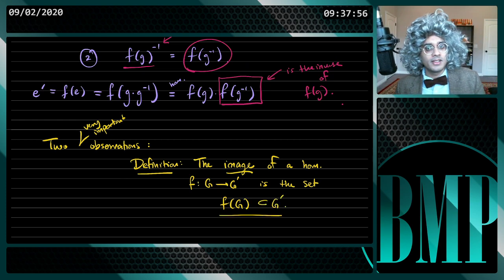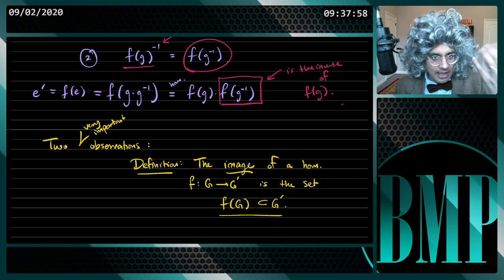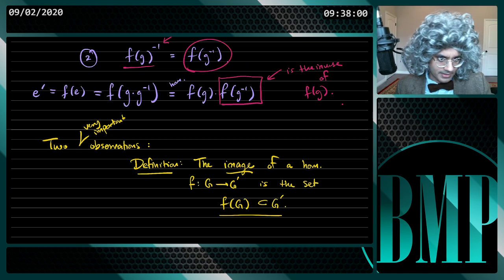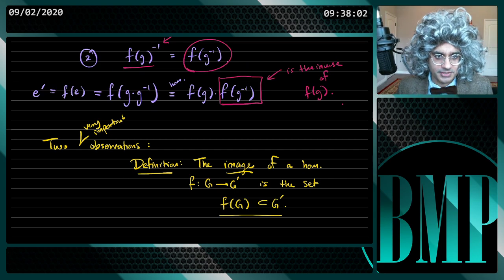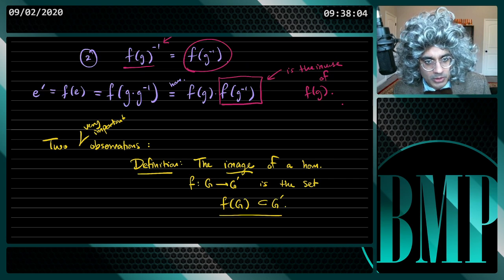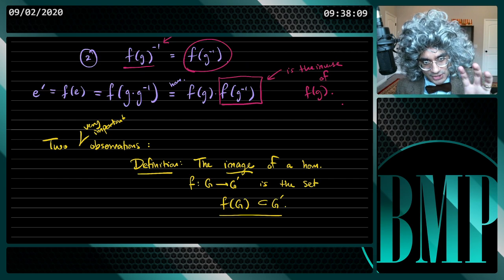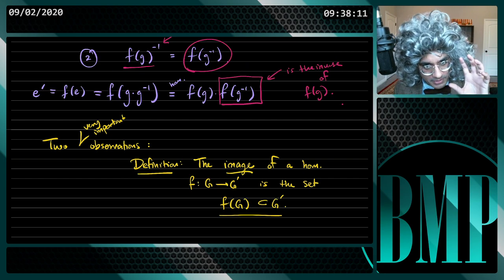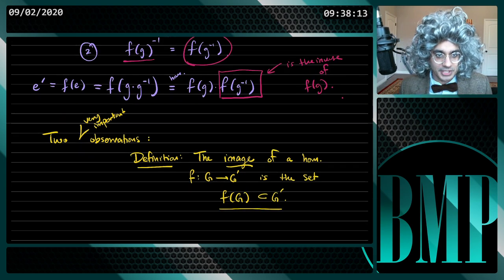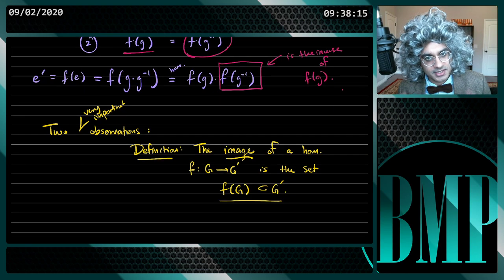Just the set of all outputs of f, as you vary across all inputs. All right. Homomorphisms don't have to be surjective, so this could be a proper subset of G prime. So that's the image, just all outputs.